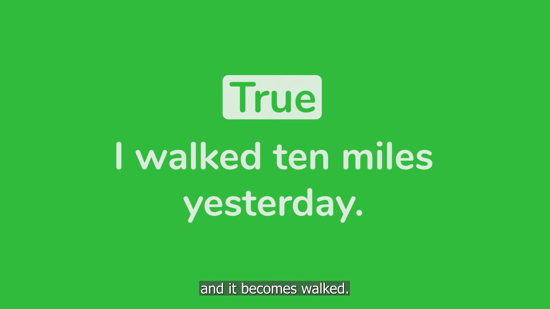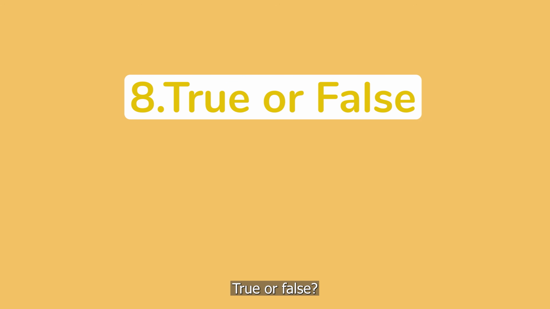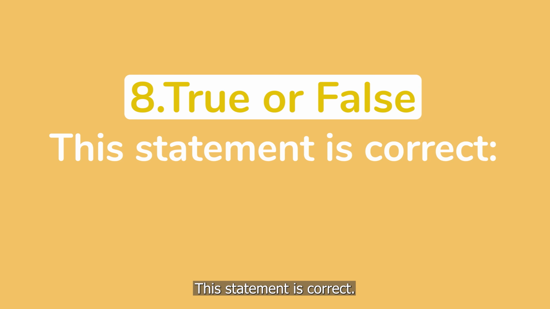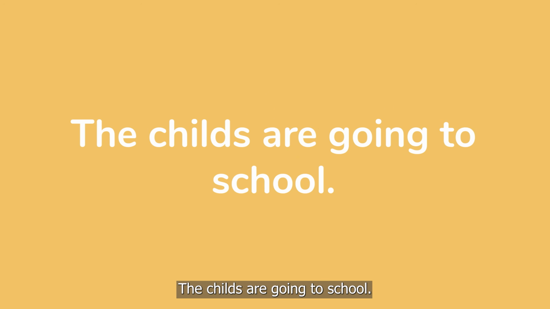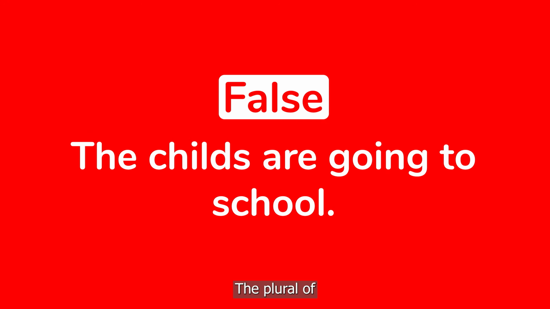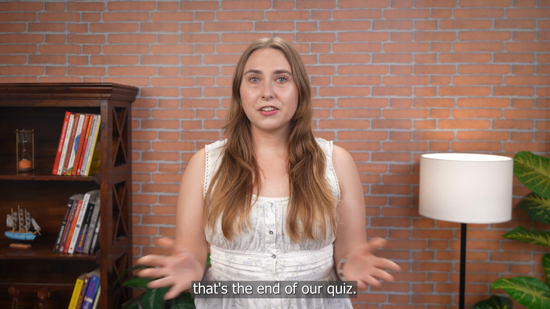Number 8, true or false? This statement is correct. The childs are going to school. False. The plural of child is children, so the correct way to say this is, the children are going to school. Alright, that's the end of our quiz.